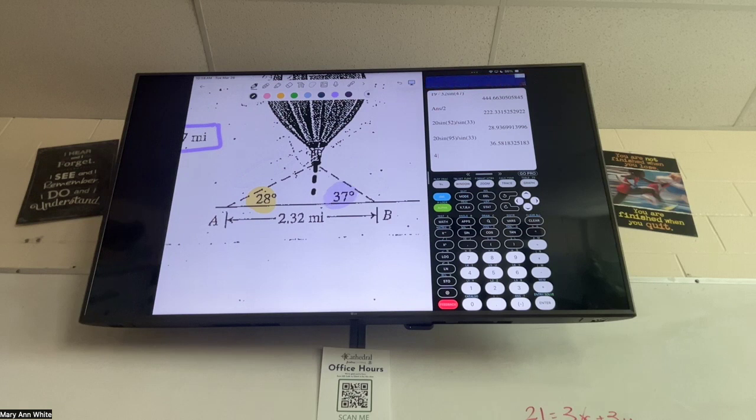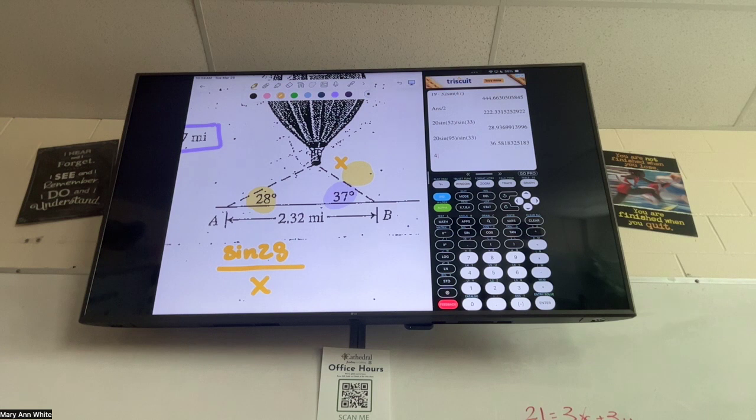But let's start with what we're used to, okay? I don't care which side we find. Does anyone care if we go for the side across from 37 or across from 28? Anyone have a preference? Okay, we'll just do the side across from 28, just because that's the one I solved for yesterday. So if C period watches, then they have the same answer as us. So we know that we're gonna use sine of 28 over X, and you can call that X or little a, I don't care what you call it. I'll probably just call it X because we don't know what that side is.